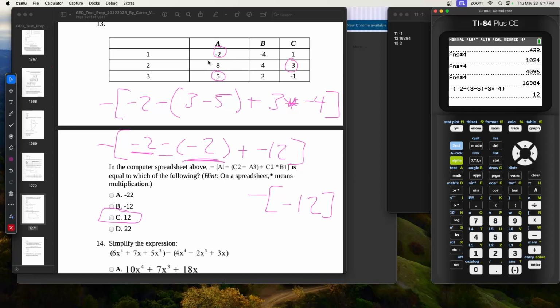Okay, so again, we have the spreadsheet. They give you this equation, and you have to find the correct numbers. A1 is negative 2. C2 is 3. A3 is 5. C2 is 3 again. B1 is negative 4. Plug it in. Do the math. Follow the order of operations. You have PEMDAS, parentheses first. There's no exponents, so now we do multiplication, and then now we just add it up. You definitely need to know that negative 2 minus negative 2 is 0. Negative negative 12 is positive 12.